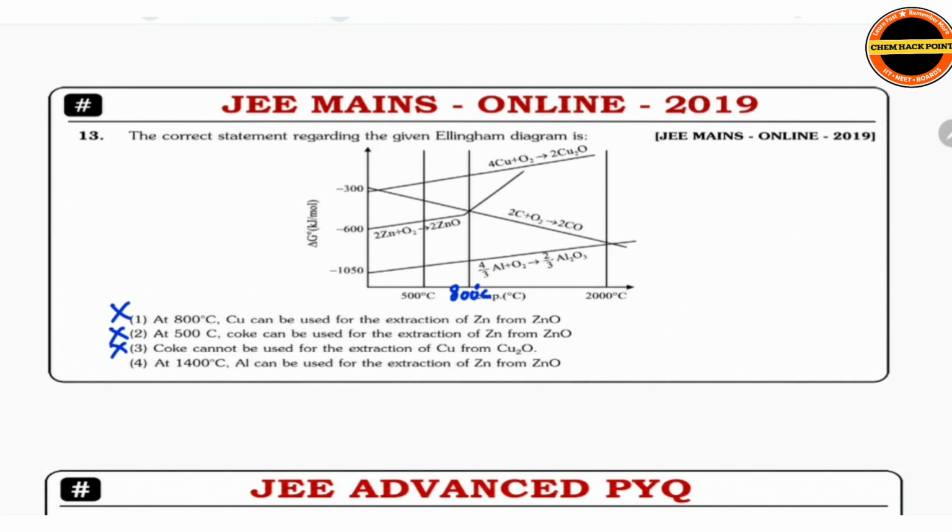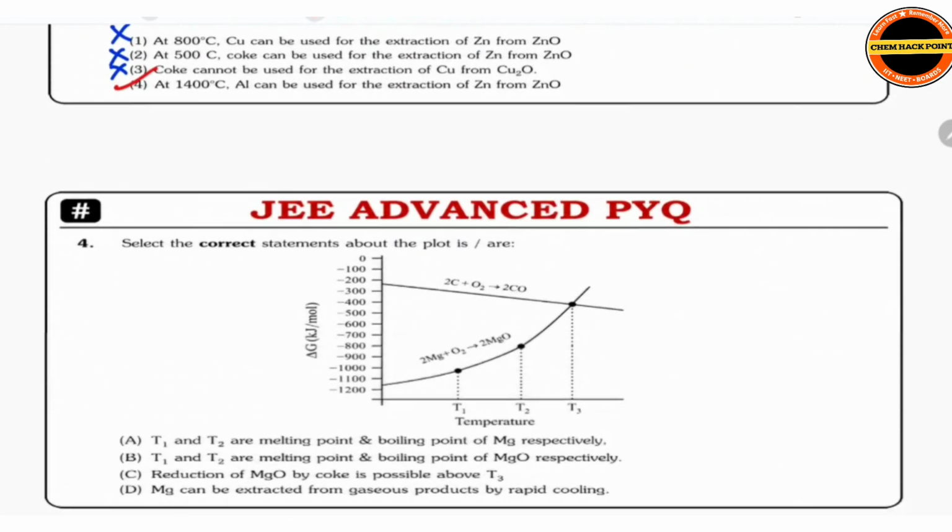Next: at 1400 degrees Celsius, aluminum can be used for the extraction of zinc from zinc oxide. Taking one example, 1400 degrees Celsius, at 1400 degrees Celsius they mention aluminum can be used. Yes, the aluminum line is below zinc oxide, so it can reduce it. So the answer is the fourth option.